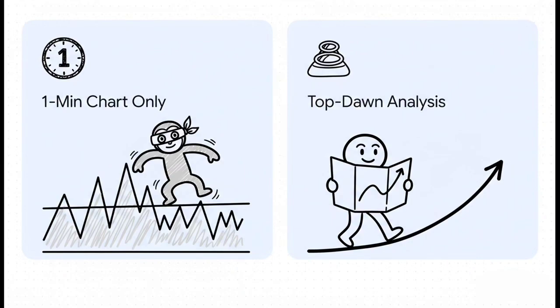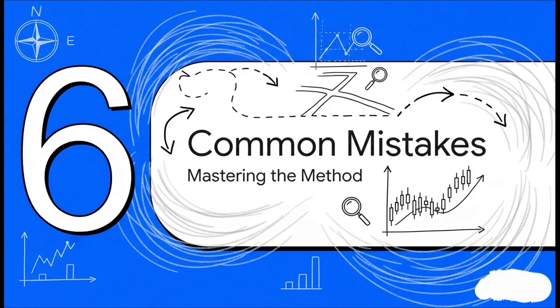On the left, if you're only trading the 1-minute chart, you're basically reacting to every little flicker, every bit of noise. You're trading blind. But on the right, when you use top-down analysis, it's like you're walking a clear path with a map in your hand. You have high confidence, you're moving with a dominant trend, and you can see your destination crystal clear. Now, even with a great map, you can still take a wrong turn. So let's cover the 3 most common mistakes that traders make when they're trying to use this method so you can steer clear of them.